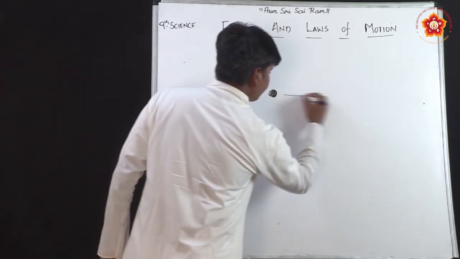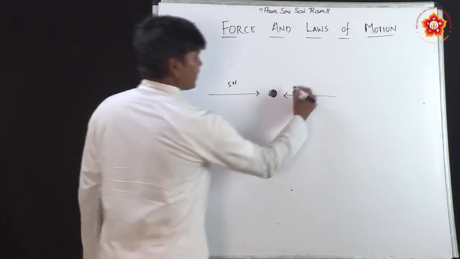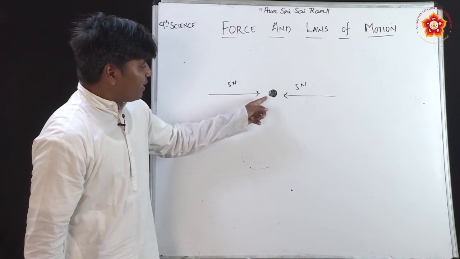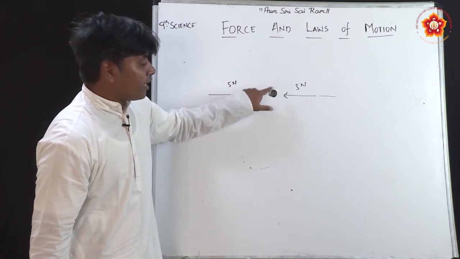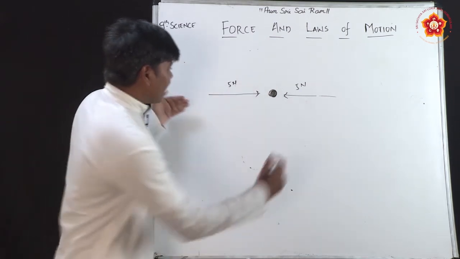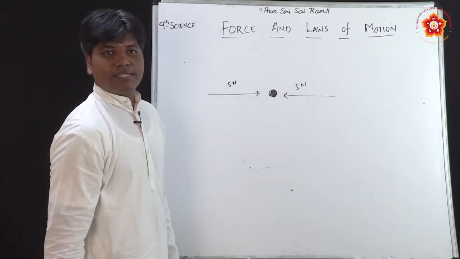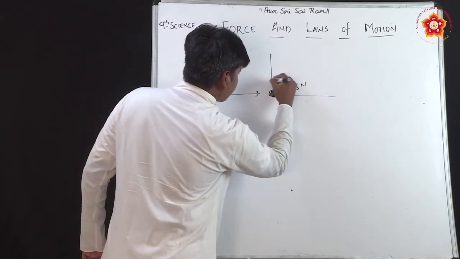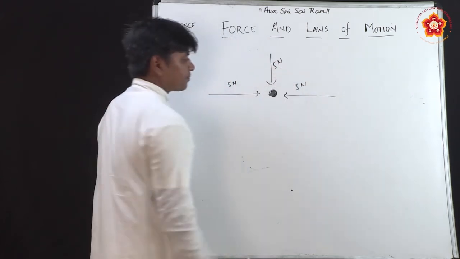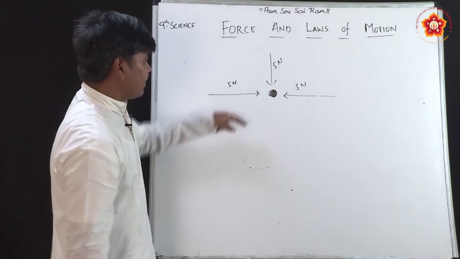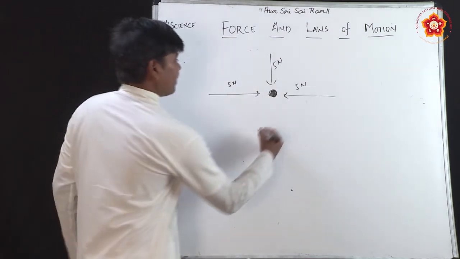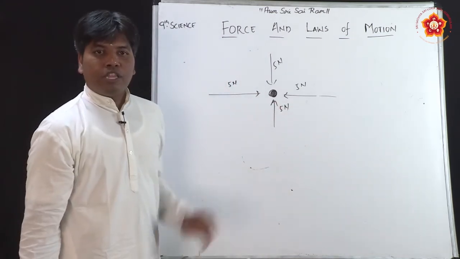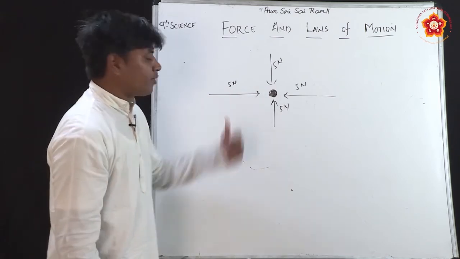The same amount of force, if you apply in the opposite direction, then the body will not move, because the forces on either side are balanced. Do you understand? If you have another force here of 5 Newton, naturally you may think that the object should go down, right? If I add another 5 Newton here, will the object move? The object will not move.